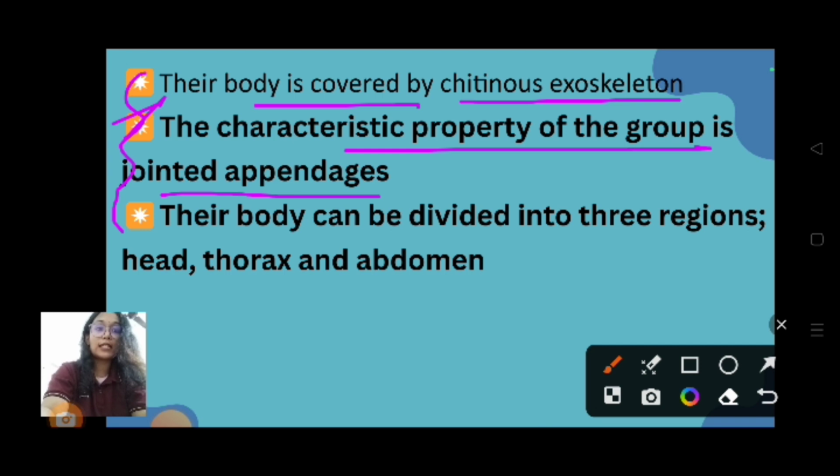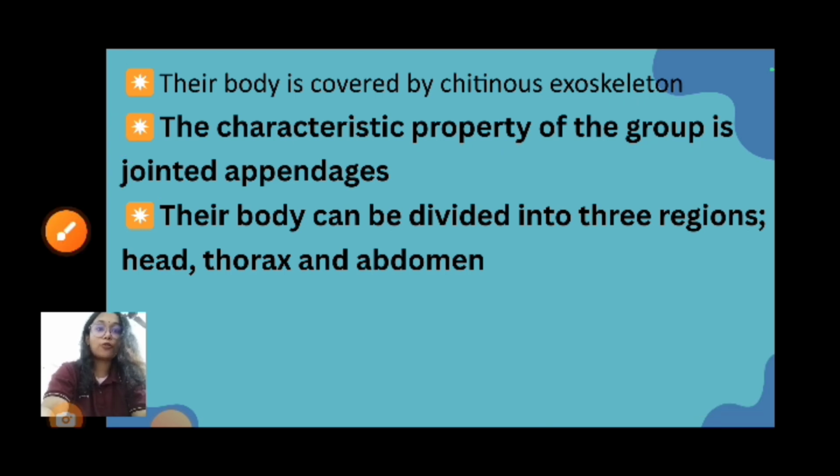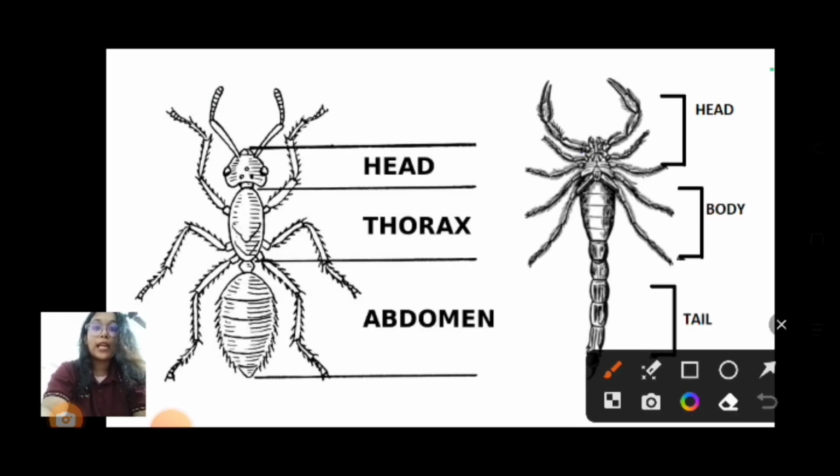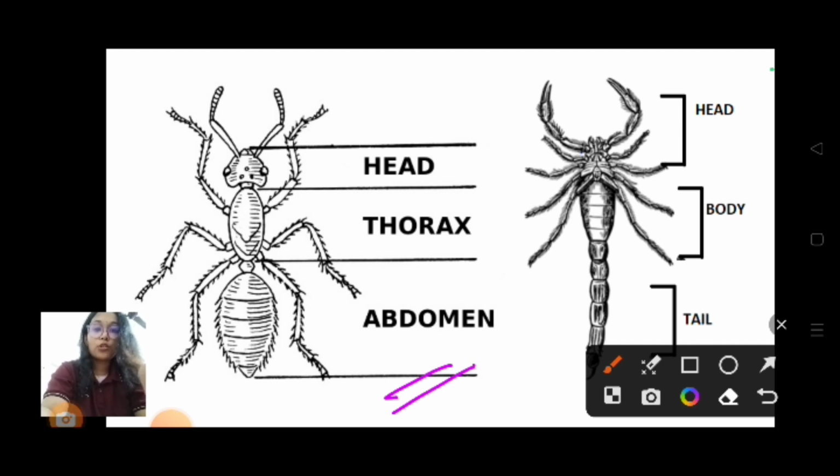What are jointed appendages? Like in the diagram I will show you. Can you see this insect? So their appendages, their legs are jointed. See? They have joints. Therefore, it is called jointed appendages. Is it clear? Here also, the appendages are jointed. Are you getting my point?